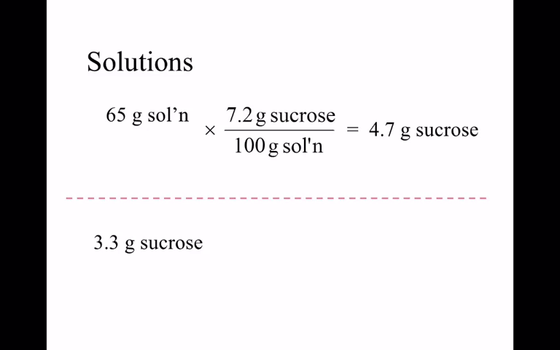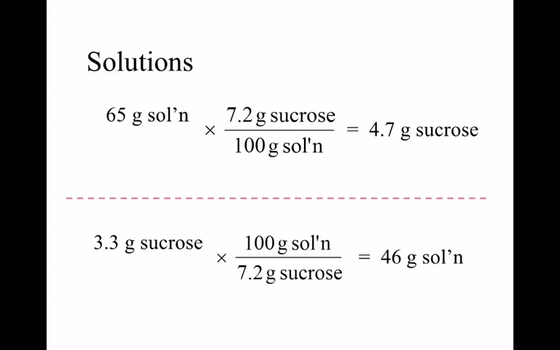So the next one, the first term is going to be 3.3 grams of sucrose over 1. And in this case, if we want grams of sucrose to cancel, we're going to use the reciprocal or the flipped version. So it's going to look like 100 grams of solution over 7.2 grams of sucrose. So grams of sucrose cancel, we're left with grams of solution. Again, it looks like only 2 significant figures. So 46 grams of solution. Not bad.